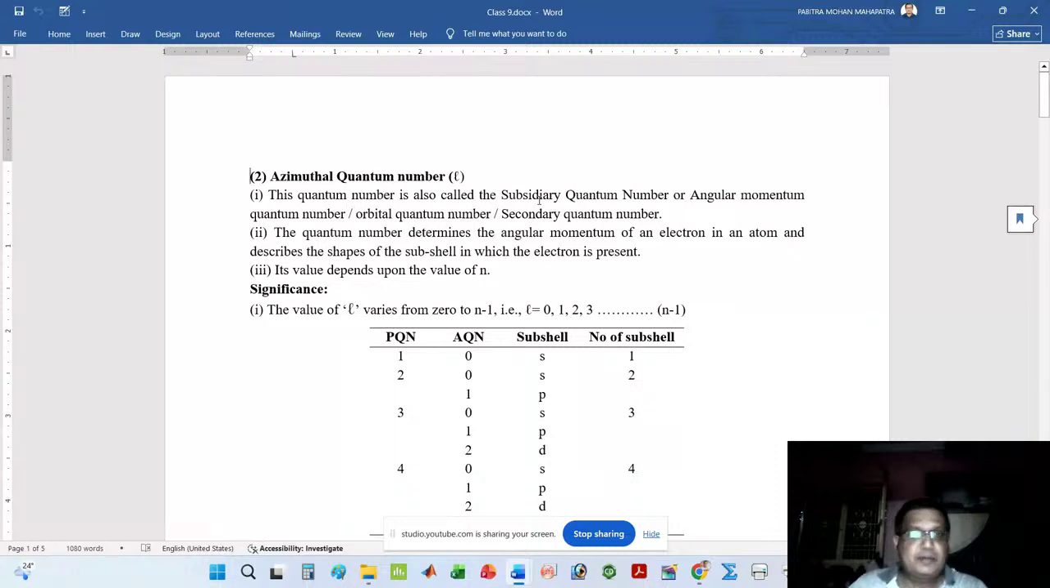Hello student, in the previous class I discussed the second quantum number, that is your azimuthal quantum number. Azimuthal quantum number is denoted by small l. There is a relationship between the azimuthal quantum number and the principal quantum number. This is the relation: l varies from 0 to n minus 1. The relation is given here: l is equal to 0, 1, 2, 3, dot dot, n minus 1.